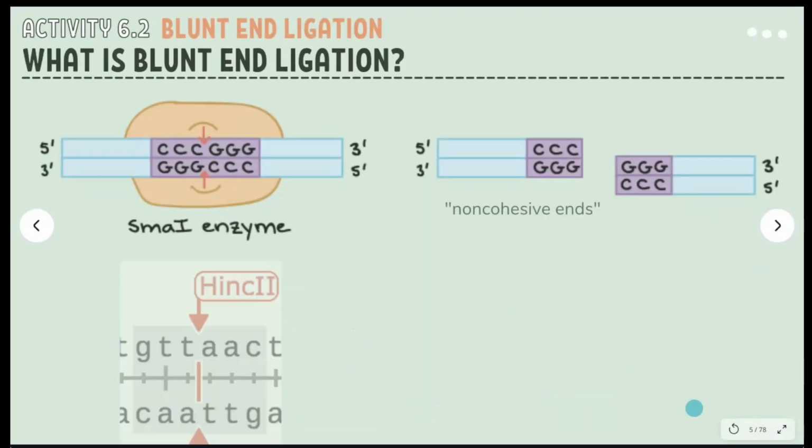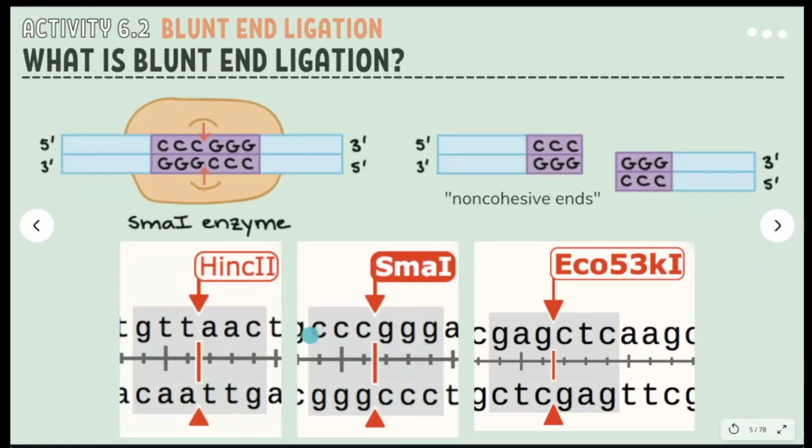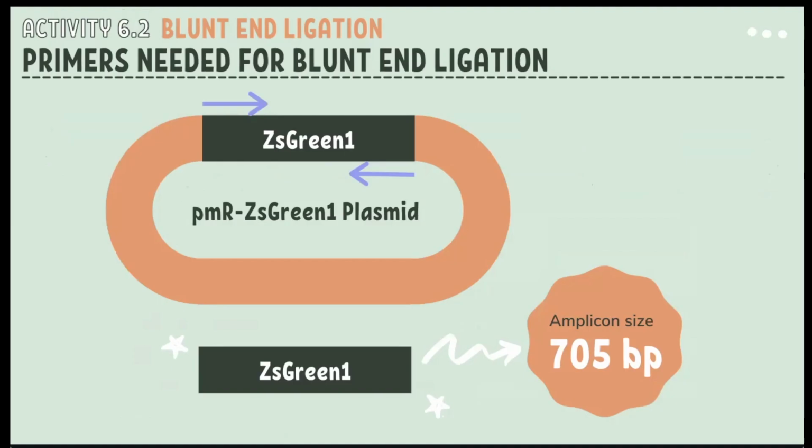Our first strategy is blunt end ligation. Here, the enzyme makes a straight cut so that the resulting fragments do not have overhangs. They are called non-cohesive ends. From our source plasmid, we see that there are three blunt end restriction enzymes, and their corresponding cut sites are shown on this slide. We amplify the GOI and should end up with an amplicon size that is the size of the GOI itself, 705 base pairs.